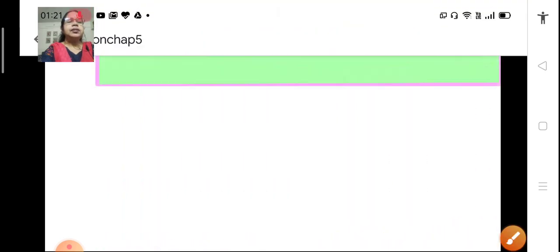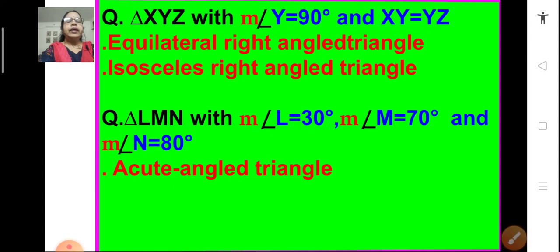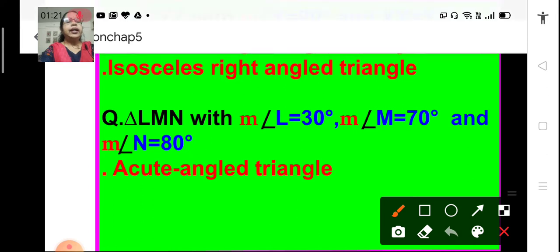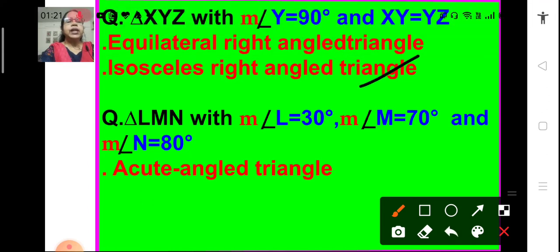Next comes triangle XYZ with measure of angle Y 90 degree and XY is equal to YZ. So what type of triangle is it? It is an isosceles right angle triangle. Two sides equal, one angle is 90 degree angle.